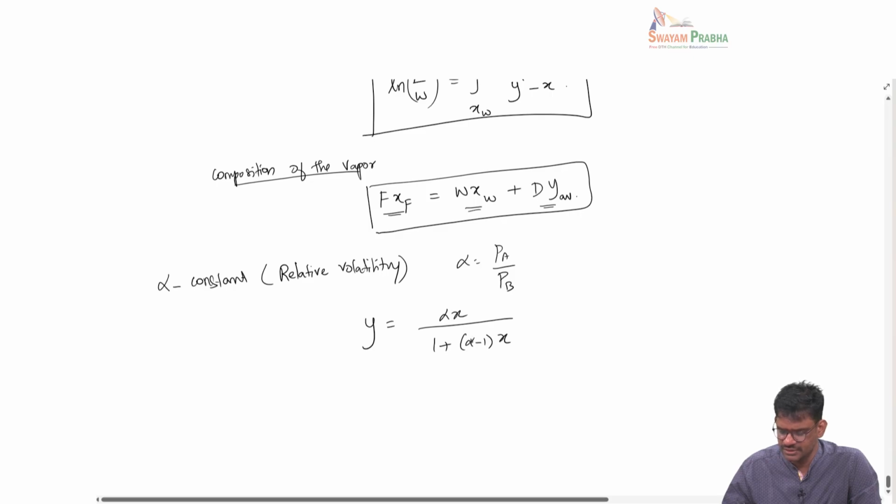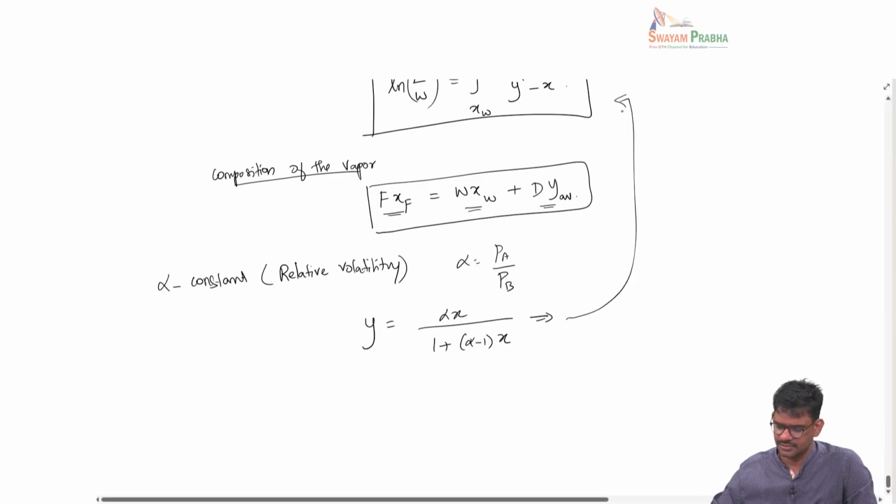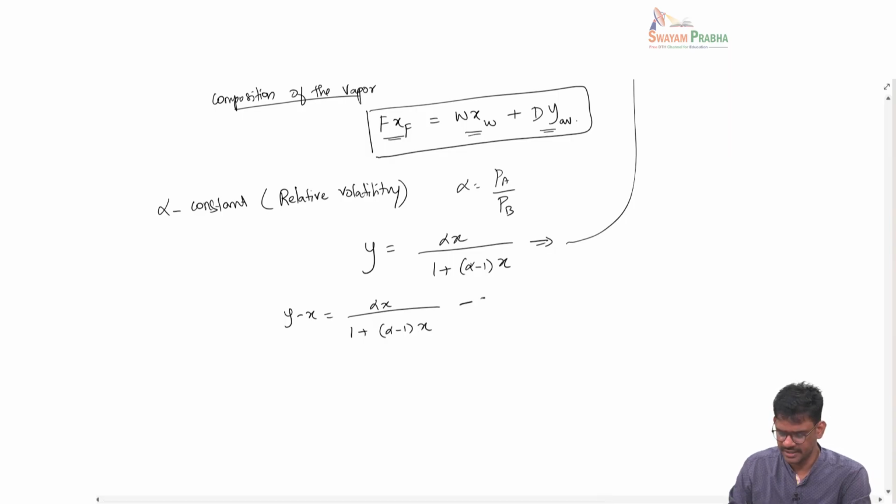You can refer to this derivation involving Raoult's law in one of the previous classes. So this equation is for constant volatility. You can use this expression if you can assume constant volatility. So I can use this to substitute here. So let's do this. Let's say I want y minus x. So this is y and then minus x.